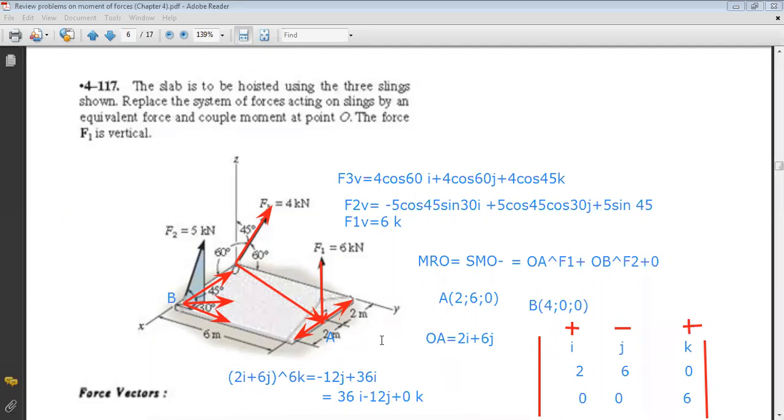So you continue this problem by calculating OB vectorial F2, and you do their summation, and you get the resulting moment about O. And to find the resulting force, what should you do? How do you get F resultant here? You add the components. Yes, it's the sum of forces. So you should add vector F1 plus vector F2 plus vector F3, and you get your resultant force.